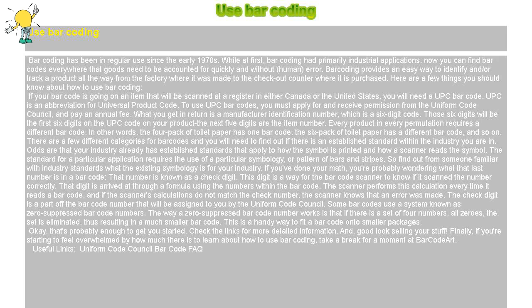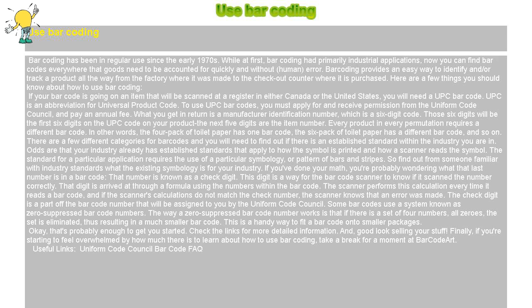Barcoding provides an easy way to identify and/or track a product all the way from the factory where it was made to the checkout counter where it is purchased. Here are a few things you should know about how to use barcoding.